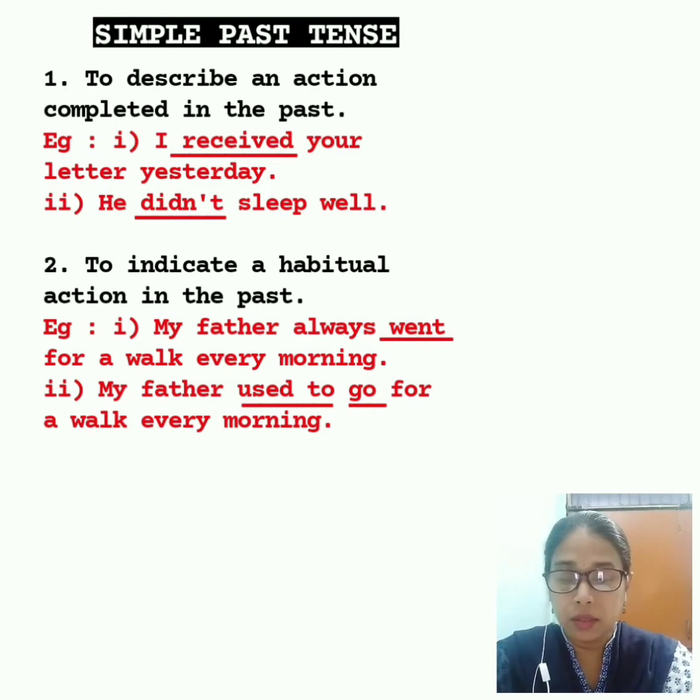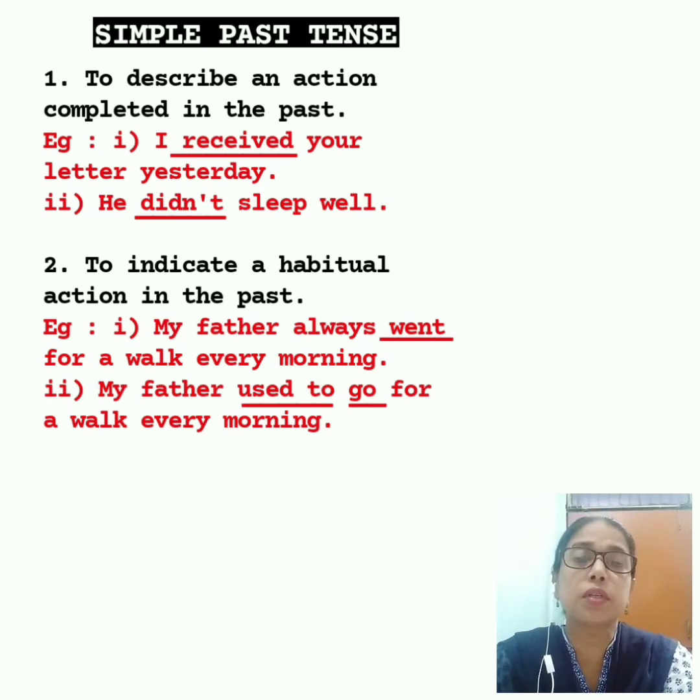Then the second rule is to indicate a habitual action in the past. Habitual action in the past means a habit that was there in the past but not now. Example, my father always went for a walk every morning. So this habit was in the past. It is not now going on in the present. It occurred in the past only. So the word went has been used.